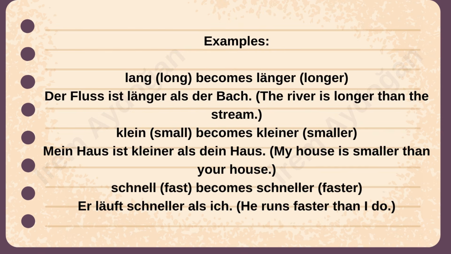Examples: lang becomes länger, long, longer. Der Fluss ist länger als der Bach. The river is longer than the stream. Here I have two things and I compare two things.